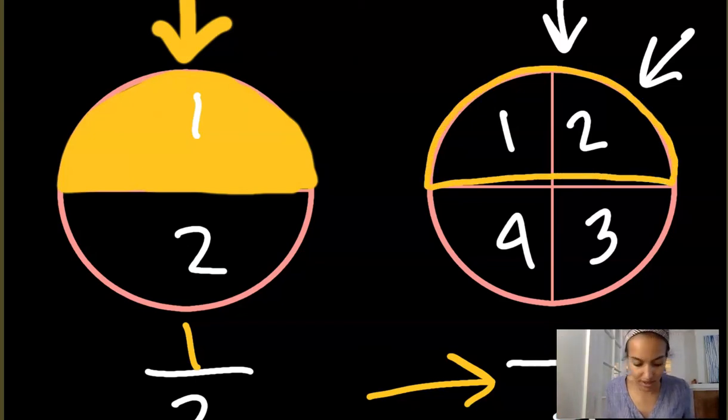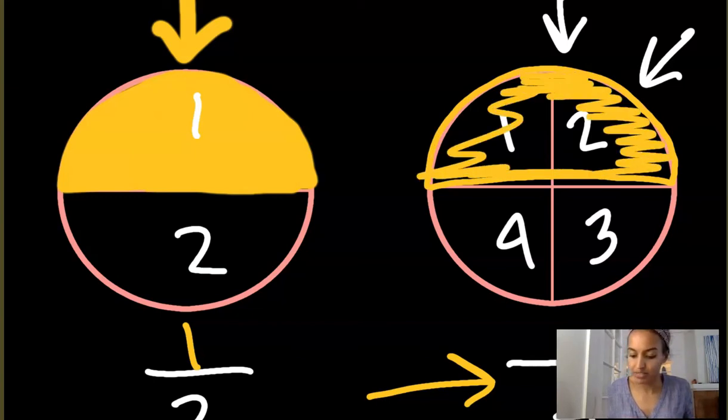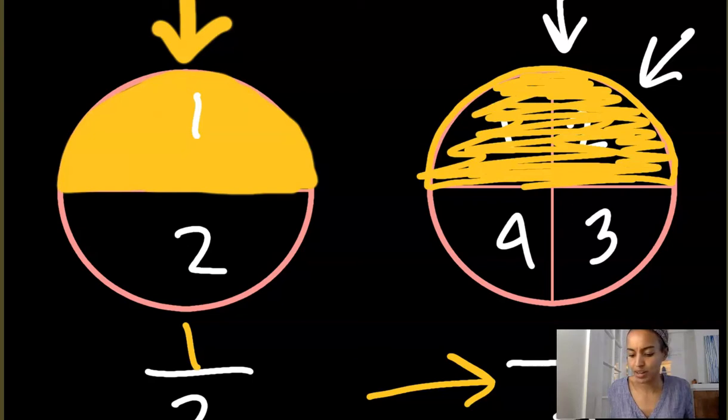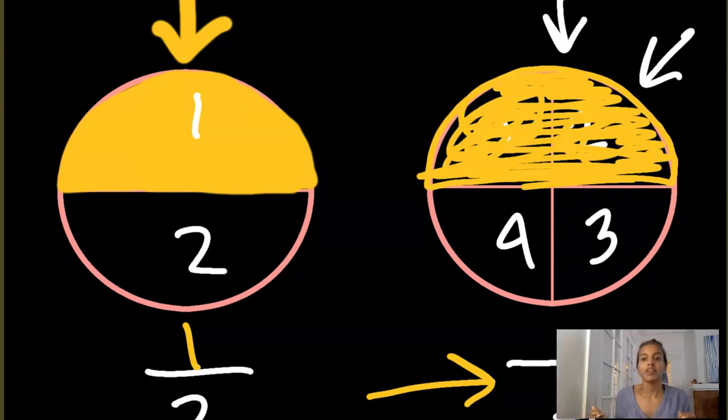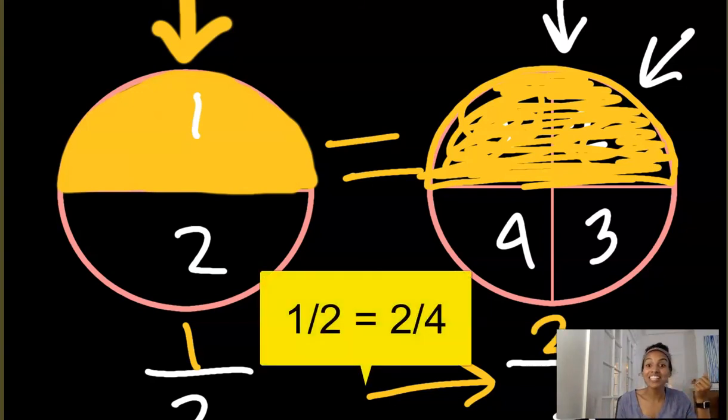Okay, so we see that now it's the same amount of space on this circle as the first. I'm just going to shade it in really quick. All right, how many parts did I have to shade to make it equal to this shape? 2. Good. So 1/2 is equal to 2/4.